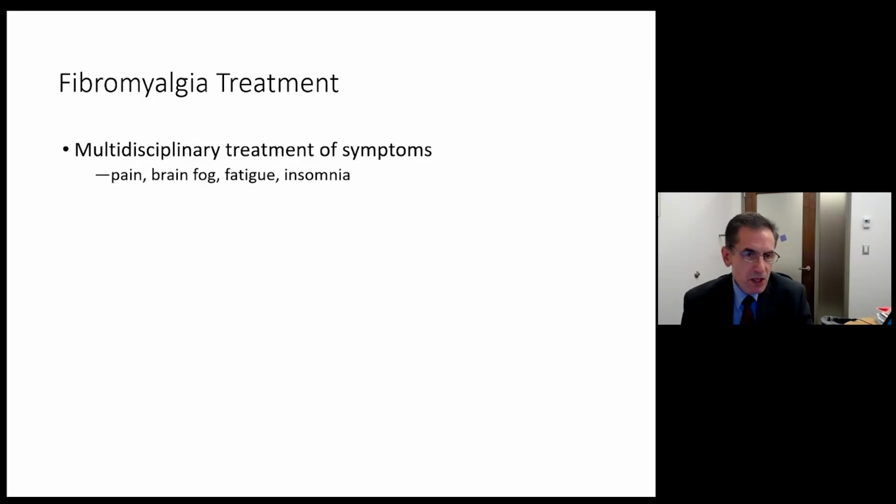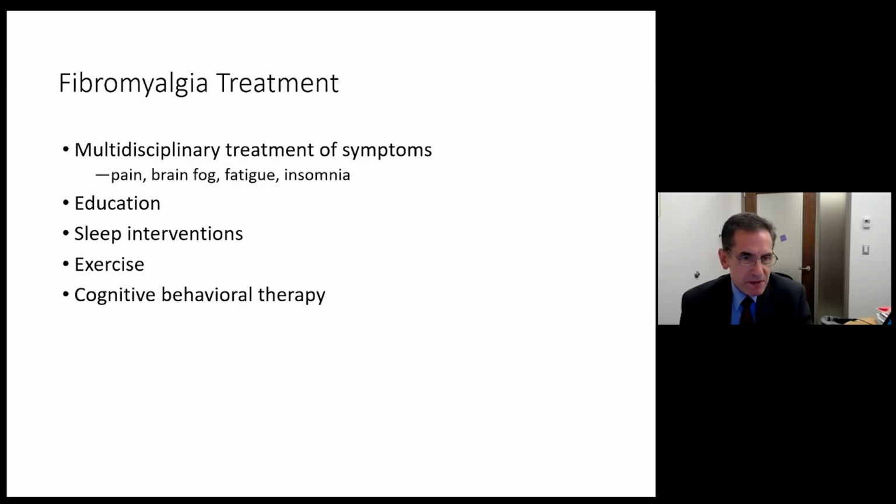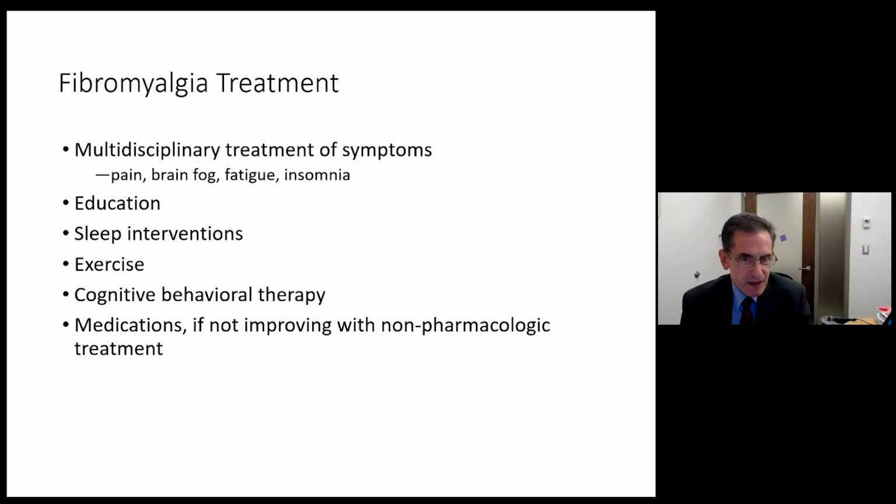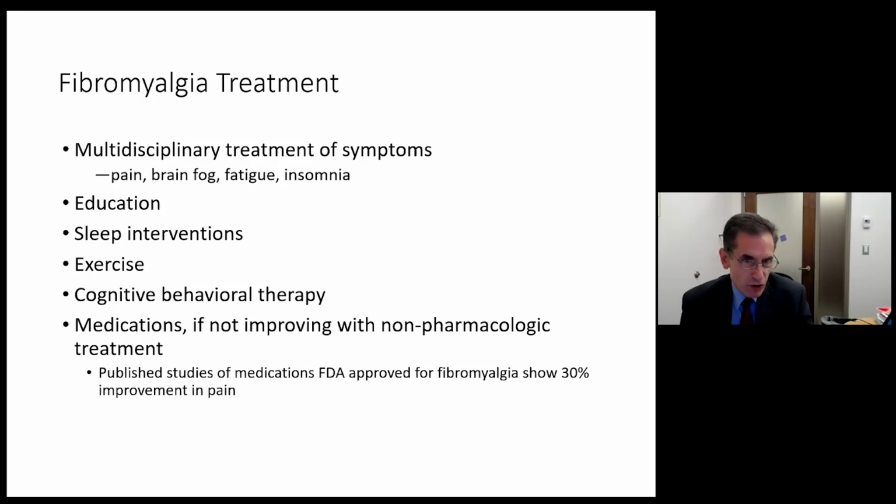There are multiple treatment options, a multidisciplinary approach looking to deal with pain, brain fog, fatigue, and insomnia. Education and sleep interventions are very important, especially in patients who have sleep apnea, as are exercise programs, cognitive behavioral therapy, and then a host of different medications, if not improving with non-pharmacological treatment.